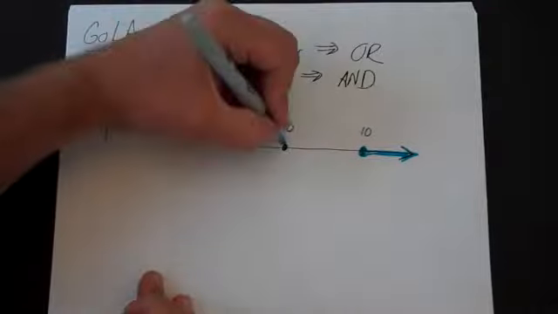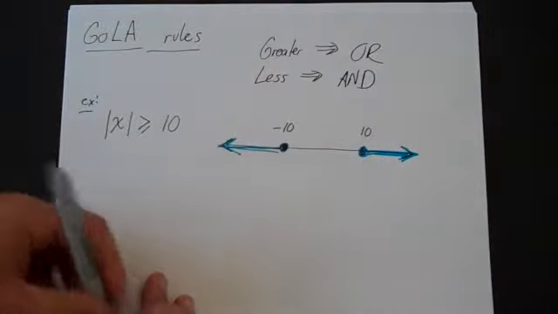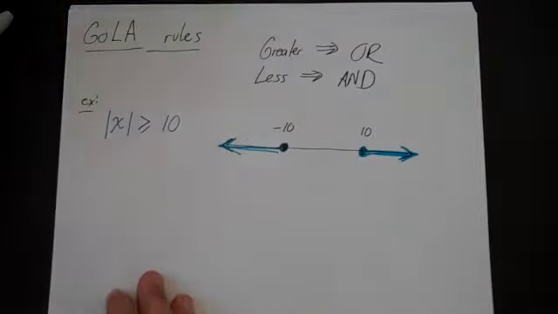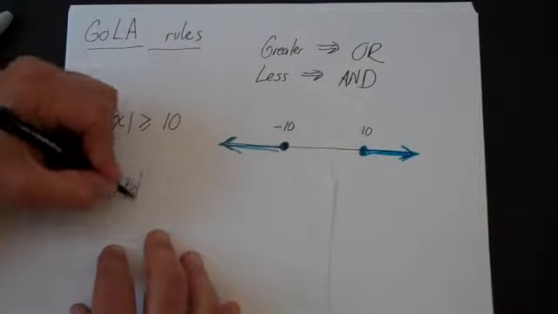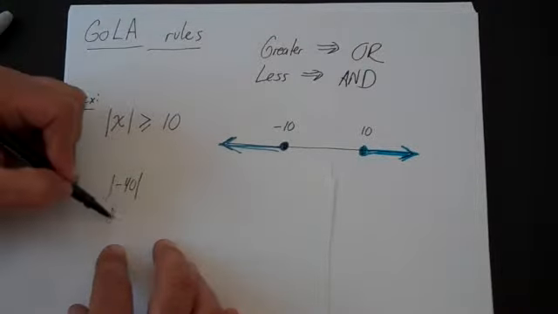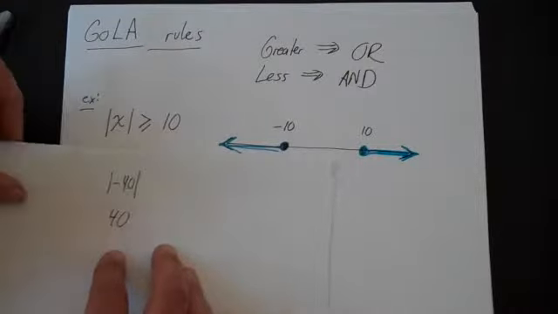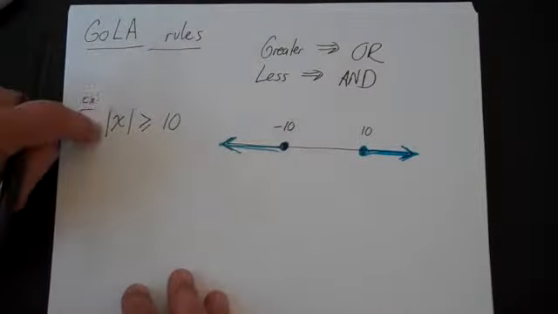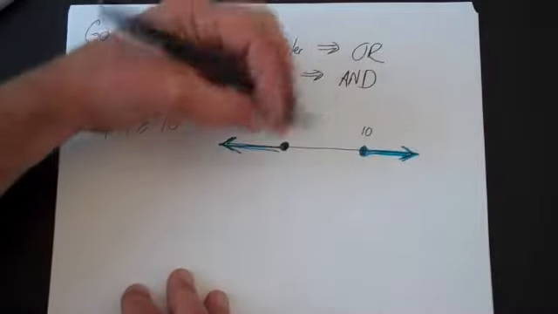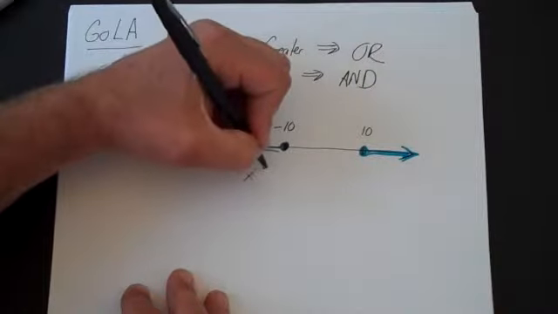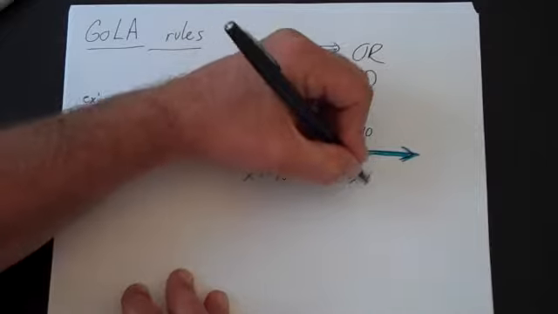And let's think about y, for example. If it was minus 40, let's just think about that for a second. The absolute value of minus 40 is 40. And 40, in fact, is greater than 10. So if you have absolute value of x is greater than or equal to 10, then you have it either greater than 10 or less than minus 10. We write x is less than or equal to minus 10, or x is greater than or equal to 10.